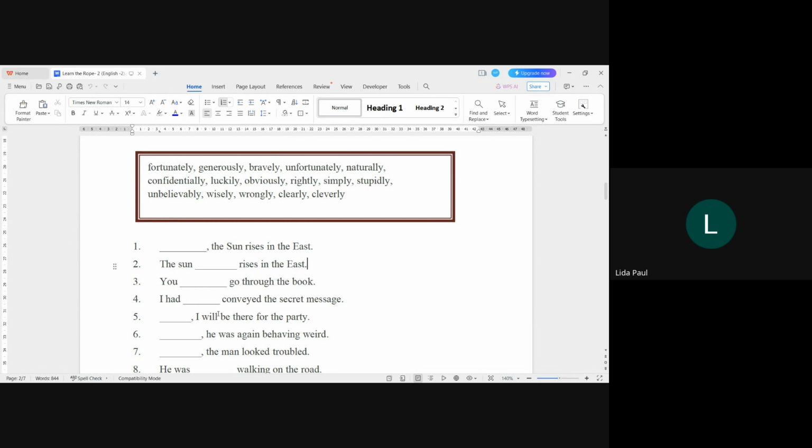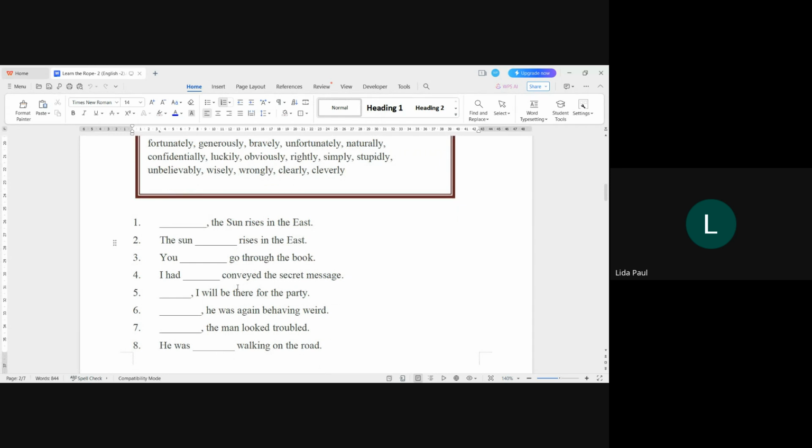Fourth one, I had dash conveyed the secret message. I had confidentially. So there's a clue right there. I had confidentially conveyed the secret message, right? Okay. Next one, dash, I will be there for the party. Obviously.